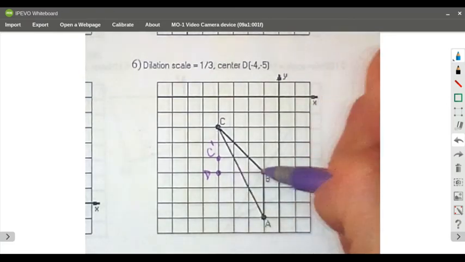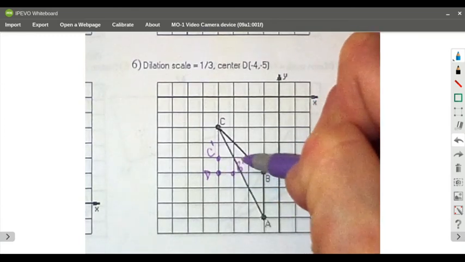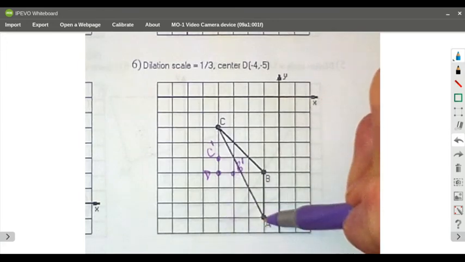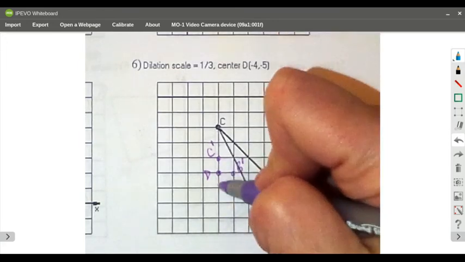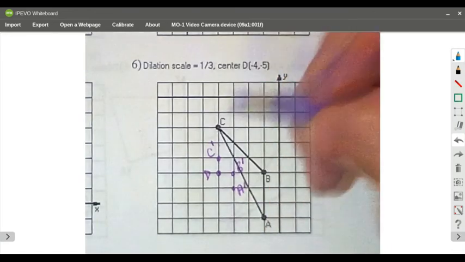B is 1, 2, 3 units to the right. So instead of 3, it's going to be 1/3 of that, which is just 1. So that's going to be B prime. A is down 3, right 3. 1/3 of 3 and 3 is 1 and 1. So down 1, right 1. I guess that one wasn't too difficult, huh?